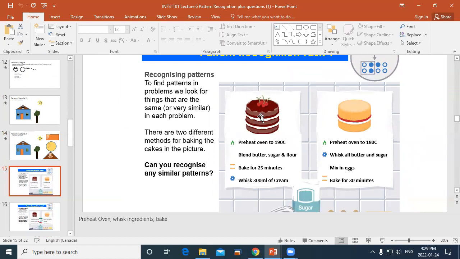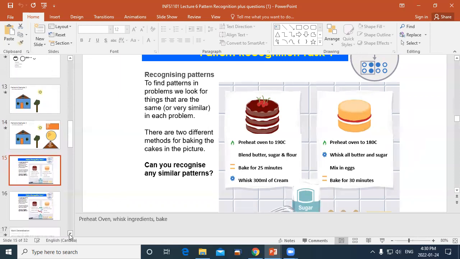Oh, what about this? All right, so there's more than one way to bake a cake, I suppose. But can you see some patterns that are the same? What I see is that, because we're talking about pattern recognition, right? Preheating the oven and baking, blending, but we've got some things that are in a different order. The whisking could come before or after. Yeah, okay, but there is a pattern there.